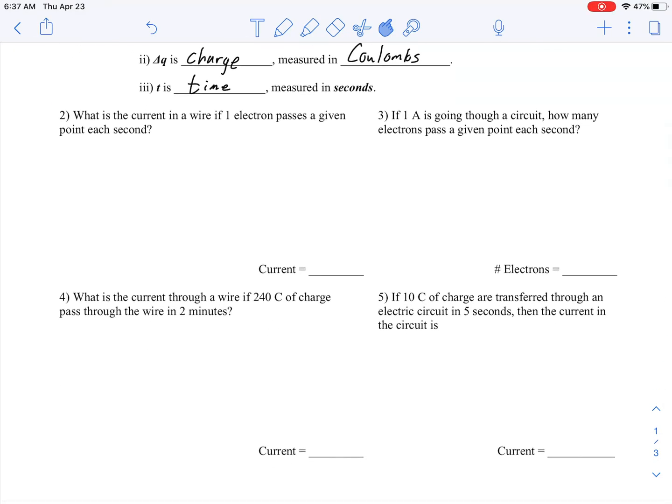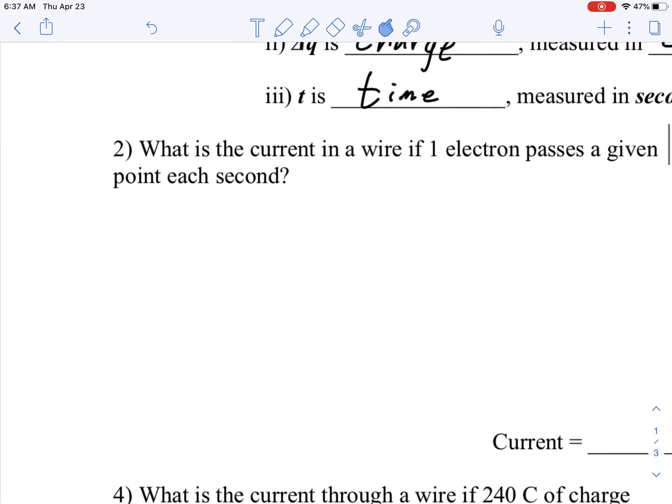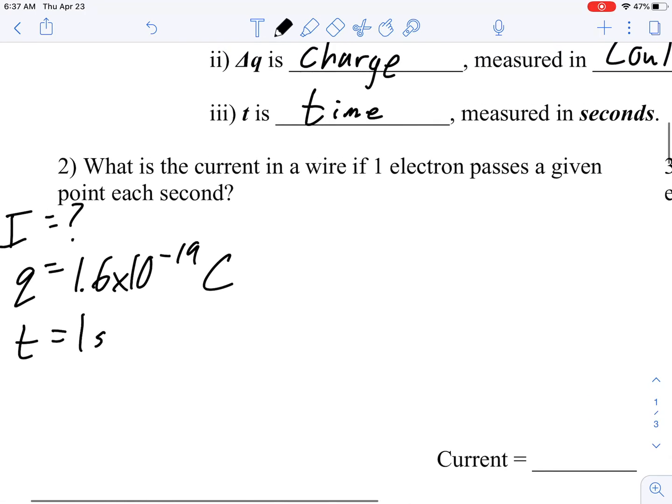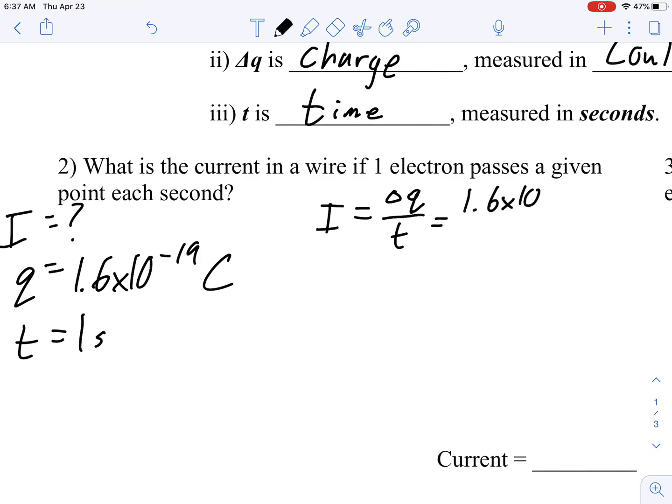All right, so what is the current in a wire if one electron passes a given point each second? So we're looking for the current. Q is 1 electron, so 1.6 times 10 to the negative 19 coulombs. It's got to be in coulombs for this. T is 1 second. So I equals delta Q over T. 1.6, you don't have to worry about the sign on the charge, times 10 to the negative 19 coulombs over 1 second. 1.6 times 10 to the negative 19 amps.